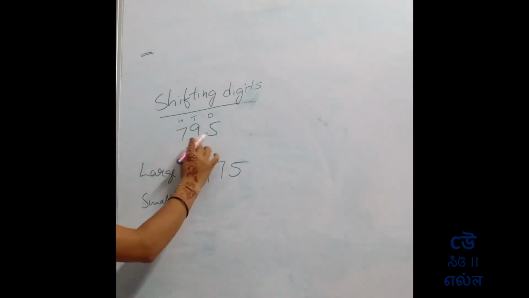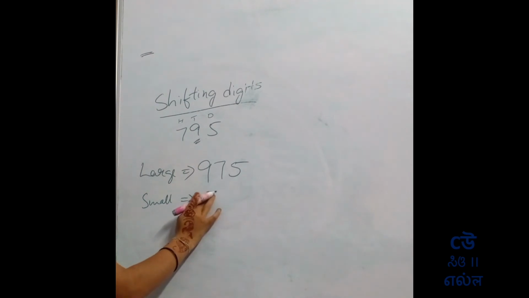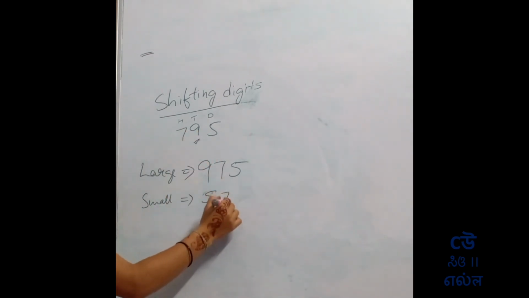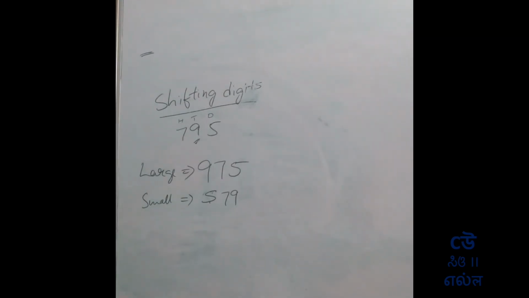The next, which is the smallest number? 5 is the smallest number among 3, and the next is 7, next is 9. So this is how we shifted the numbers and found out.